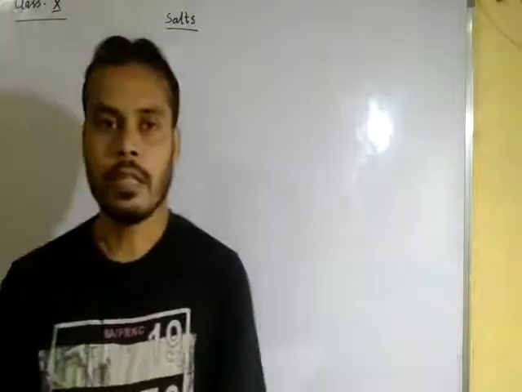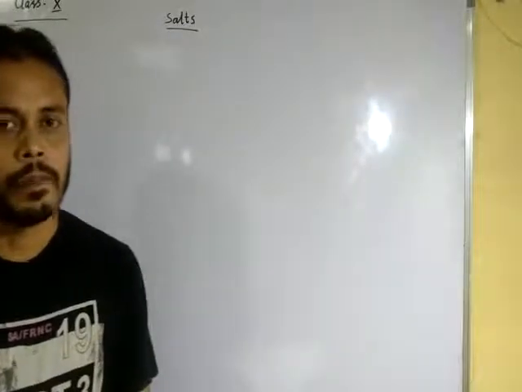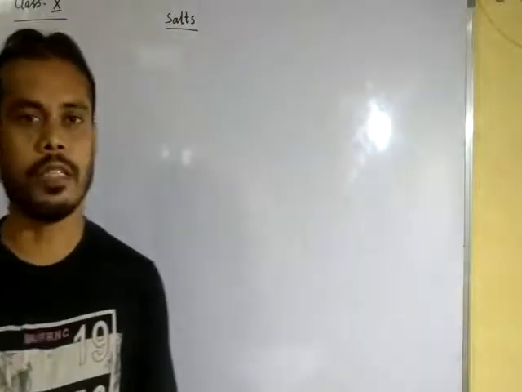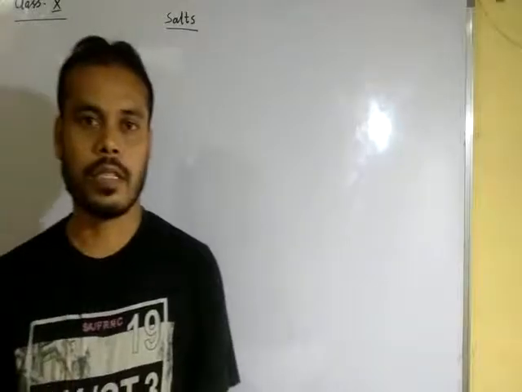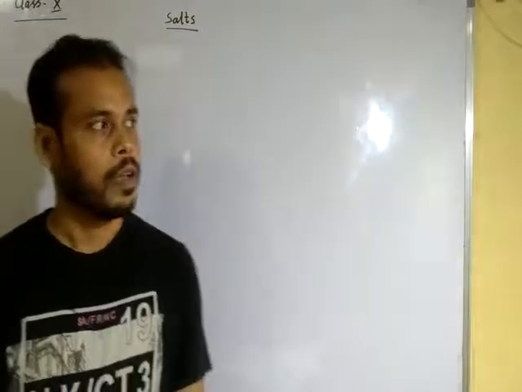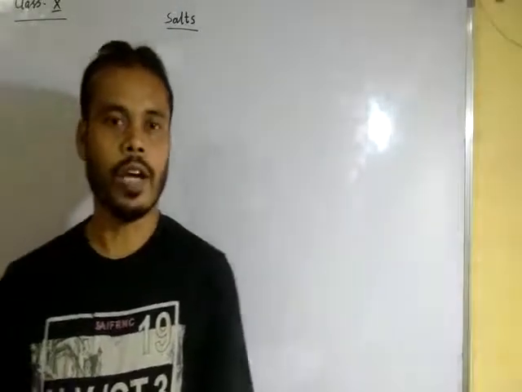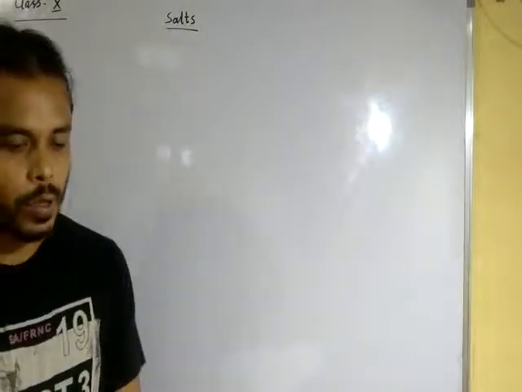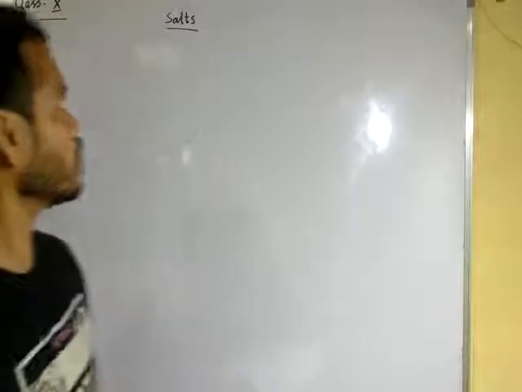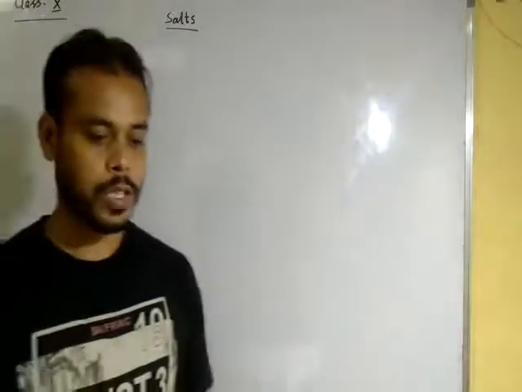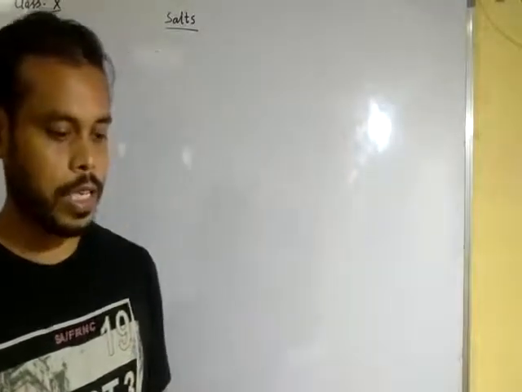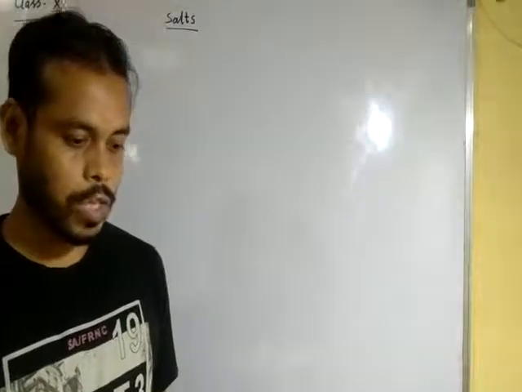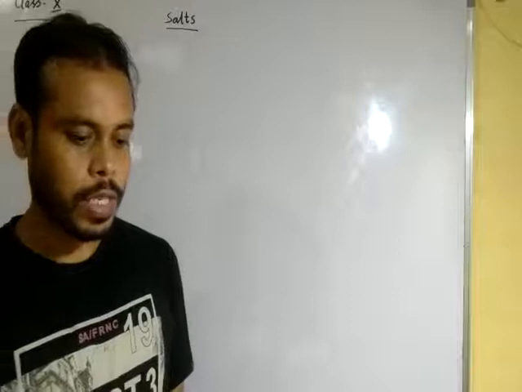We have finished acids, preparation of acid, properties of acid, preparation of base, properties of base, pH value and pH scale, also indicators. Today we are going to discuss salts, because the name of this chapter is acid, base and salt. Now, what is salt?